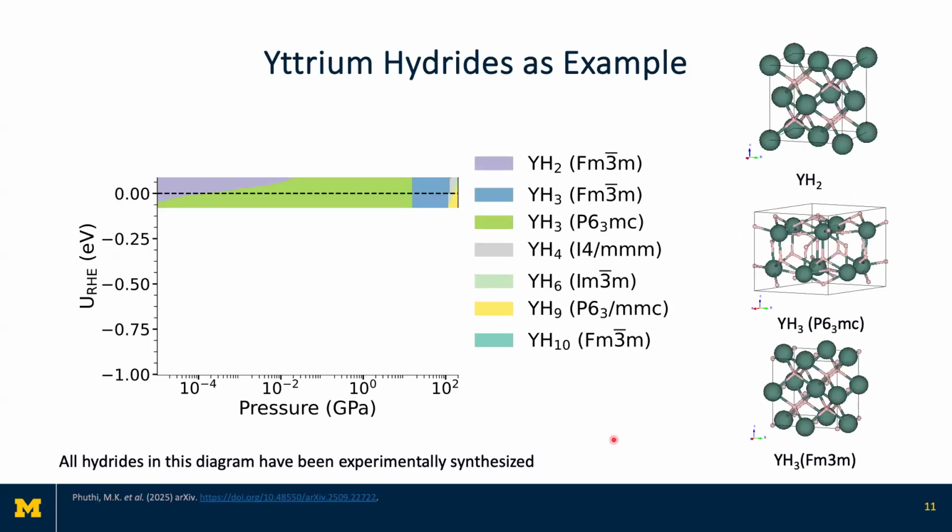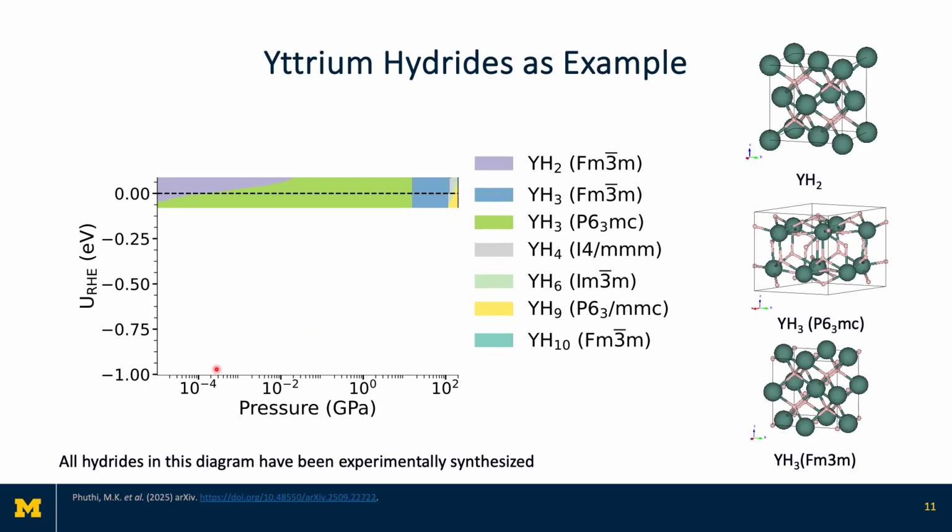So let's go through some examples. I'm going to start showing some phase diagrams now, starting with yttrium hydride. I'll block out some parts just to highlight things that I want to show right now. So let's take the example where it's only pressure. So the U_RHE is at 0 volts, right?